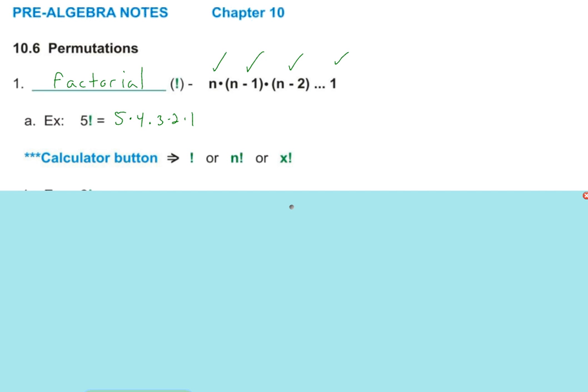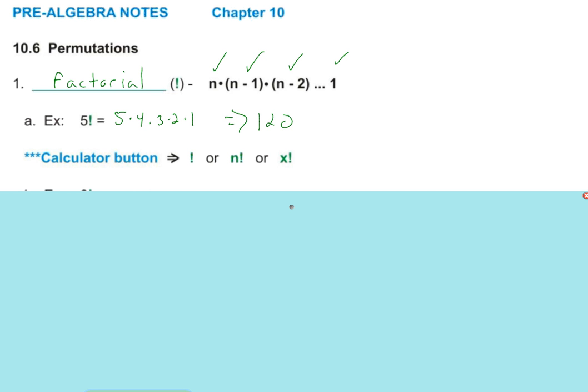Everybody's got the button. So everybody find your button, and when you find it, punch in 5 factorial and see what your calculator tells you. So everybody's got to find it, and you got to figure out how to use it. Somebody raise your hand and tell me what 5 factorial is. Omar? 120. It is 120.